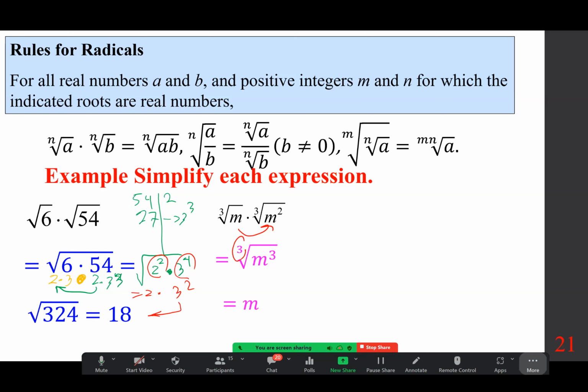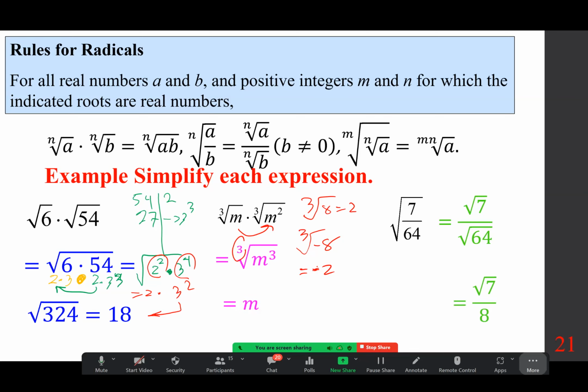In other words, I want to make sure we understand that the cube root of 8 is 2. The cube root of -8 is -2. Okay? That's what I'm referring to. All right, 7 over 64. We want to take a root of that. You can separate them into the square root of 7 over the square root of 64, because you know the square root of 64 is 8, and you're done.